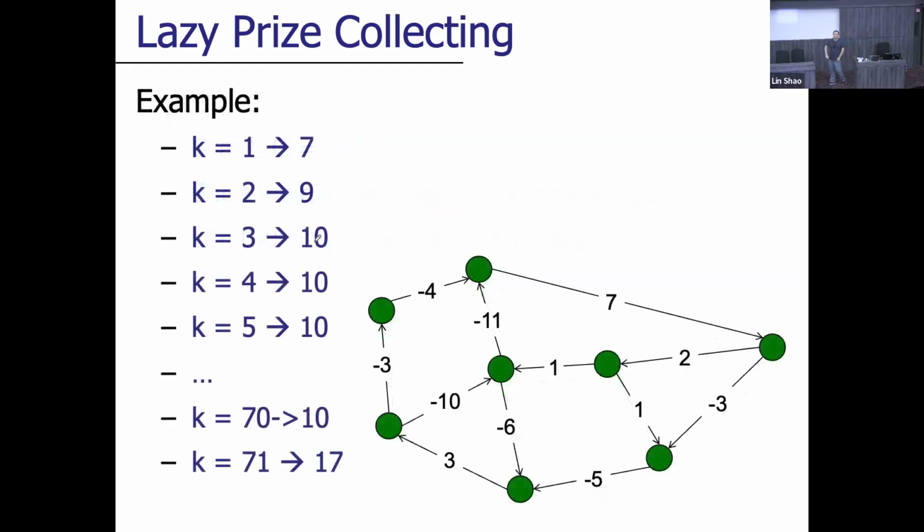Maybe let's take some examples. If k equals 1, it means you can cross at most 1 edge, so the maximum result you can get is always 7. And again, if you can cross at most 2 edges, we increase it from 7 to 9. We just go through these edges, right? And then when k is 3, we will have a 10, right? And these are the 3 edges with continuous positive weights.